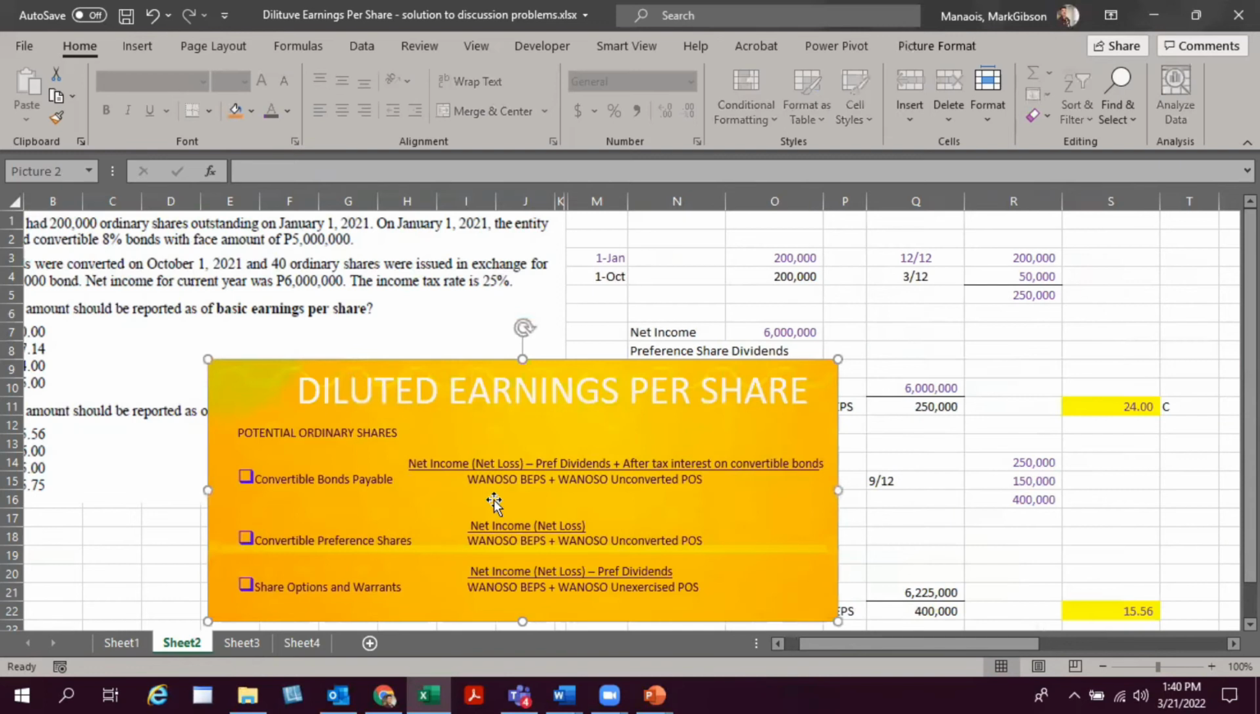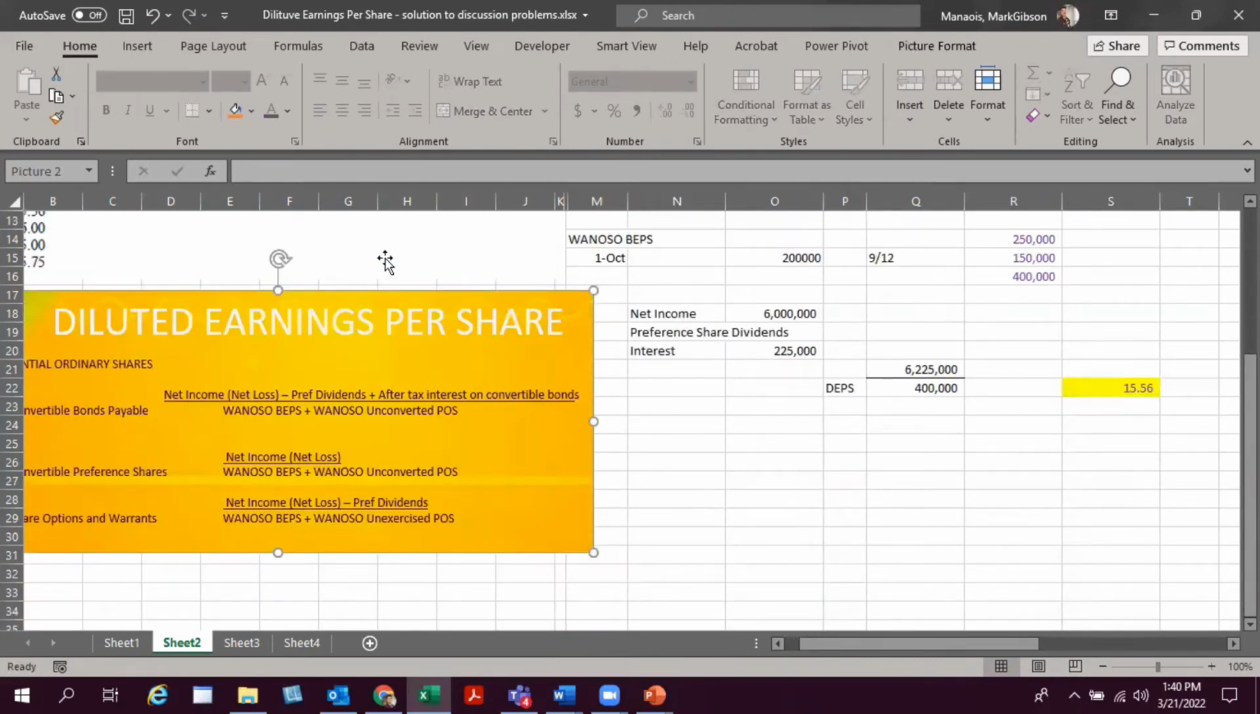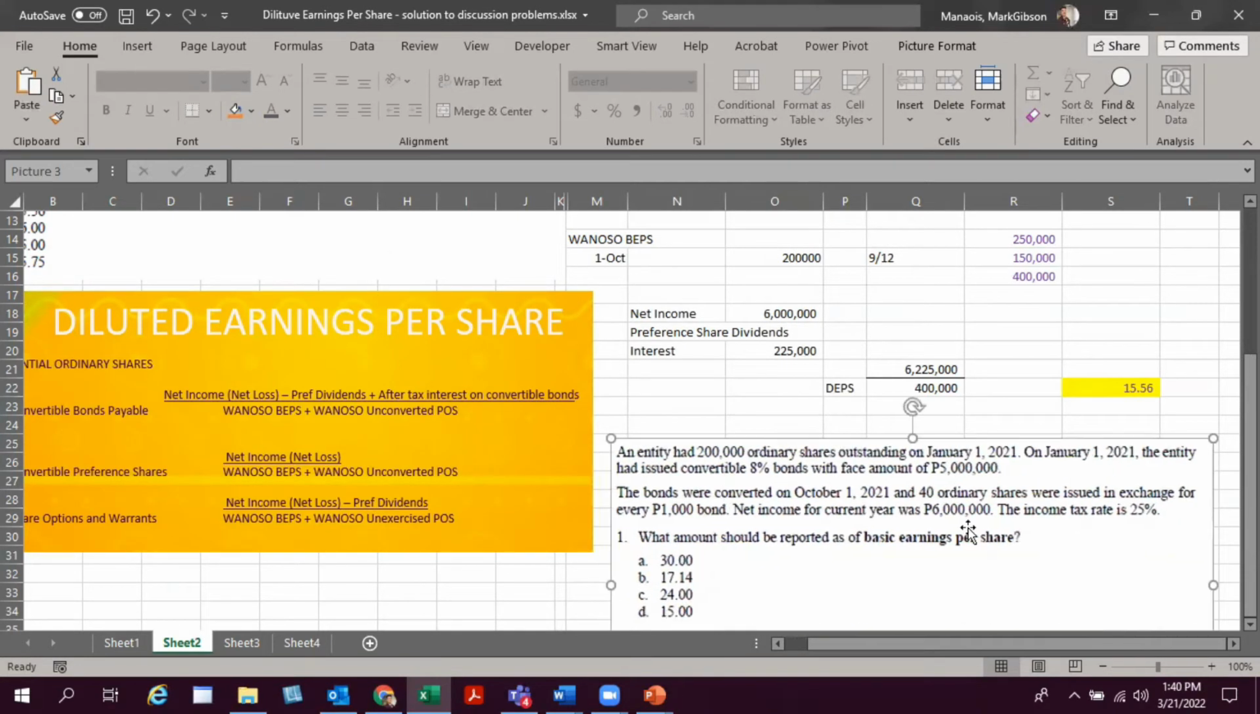Pag-usapan ngayon natin yung diluted earnings per share. Lagay ko lang siya side by side para kita pa rin in one screen. Okay. So, sabi natin, this is convertible bonds payable. In convertible bonds payable, we have to account for another factor, and that's the after-tax interest on convertible bonds. So, computin na natin yung interest.